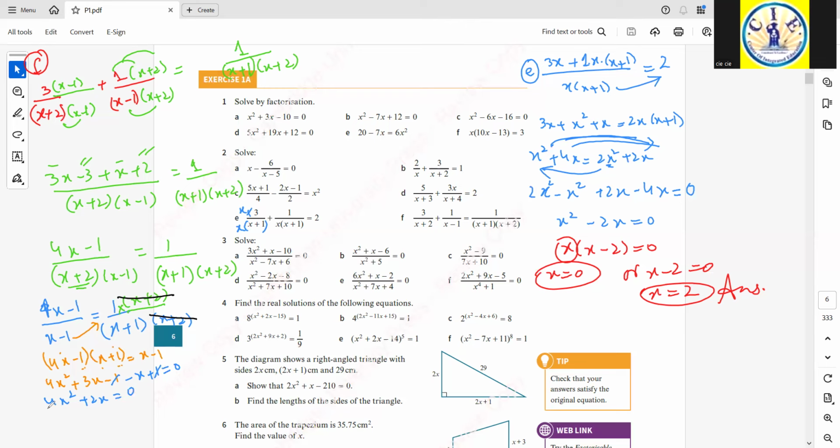Now I can take 2x as a common factor. So I'm left with 2x plus 1 equals 0. So this will give me 2x equal to 0, or 2x plus 1 equal to 0. Since we know that 2 is a number which cannot be equal to 0, x is equal to 0 from here. And from this, x is equal to negative 1 by 2. So these are the two values of the variable x. So this is how we solve the equation. So that's it for question number 2.